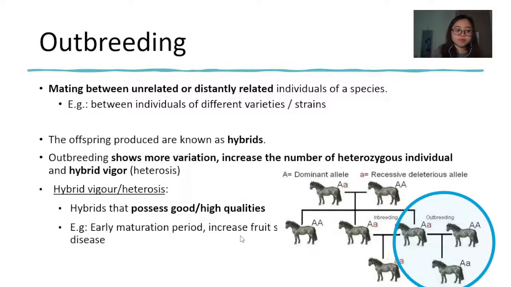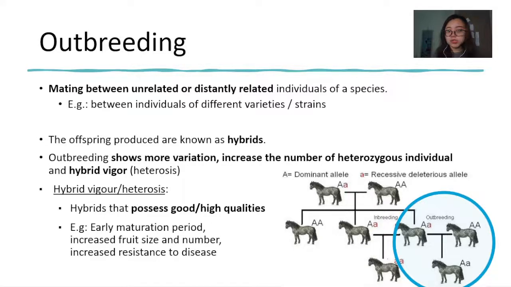increased fruit. They would have increased fruit size and number if they're plants, and whether they're plants or animals, they could also have increased resistance to disease.